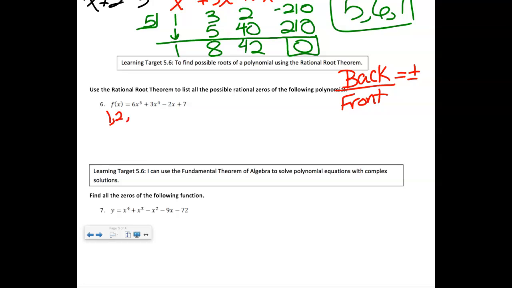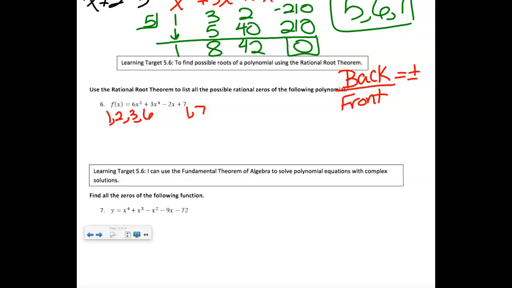1, 2, 3, 6. I'd recommend putting them in order. How do I multiply to 7? 1 and 7. Okay, so reminder, this is when I'm taking 1 and I divide by all of this. I'm taking 7 and I'm dividing by all of this.